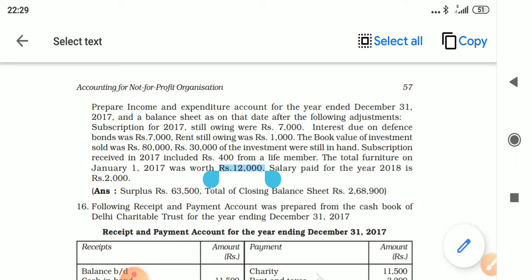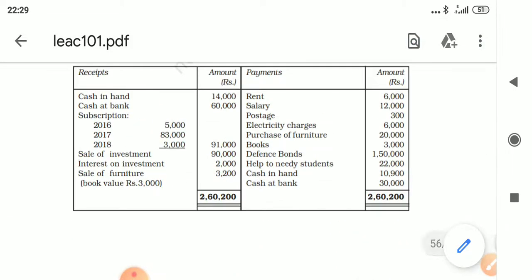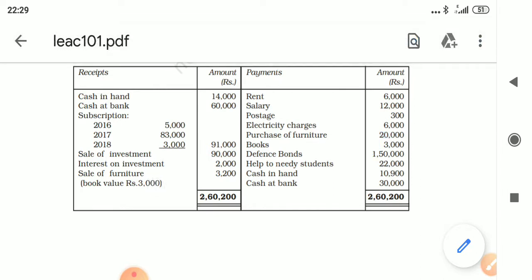Now coming to 2017 balance sheet, 12,000 plus 20,000, that comes to 32,000 minus 3,000, which comes to 29,000, I guess. This 29,000 will appear in the closing balance sheet, that is 2017 balance sheet. Now furniture is over, you can put a tick mark.